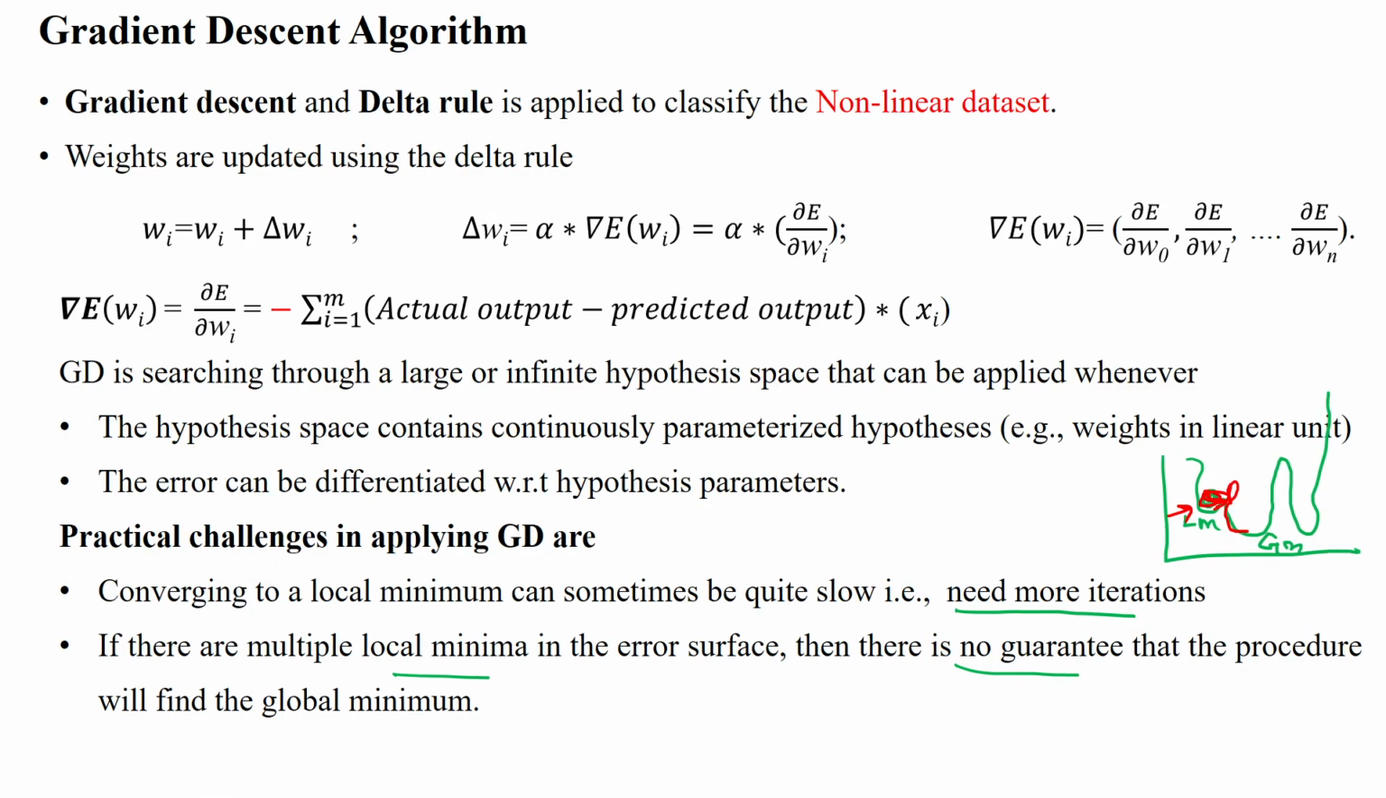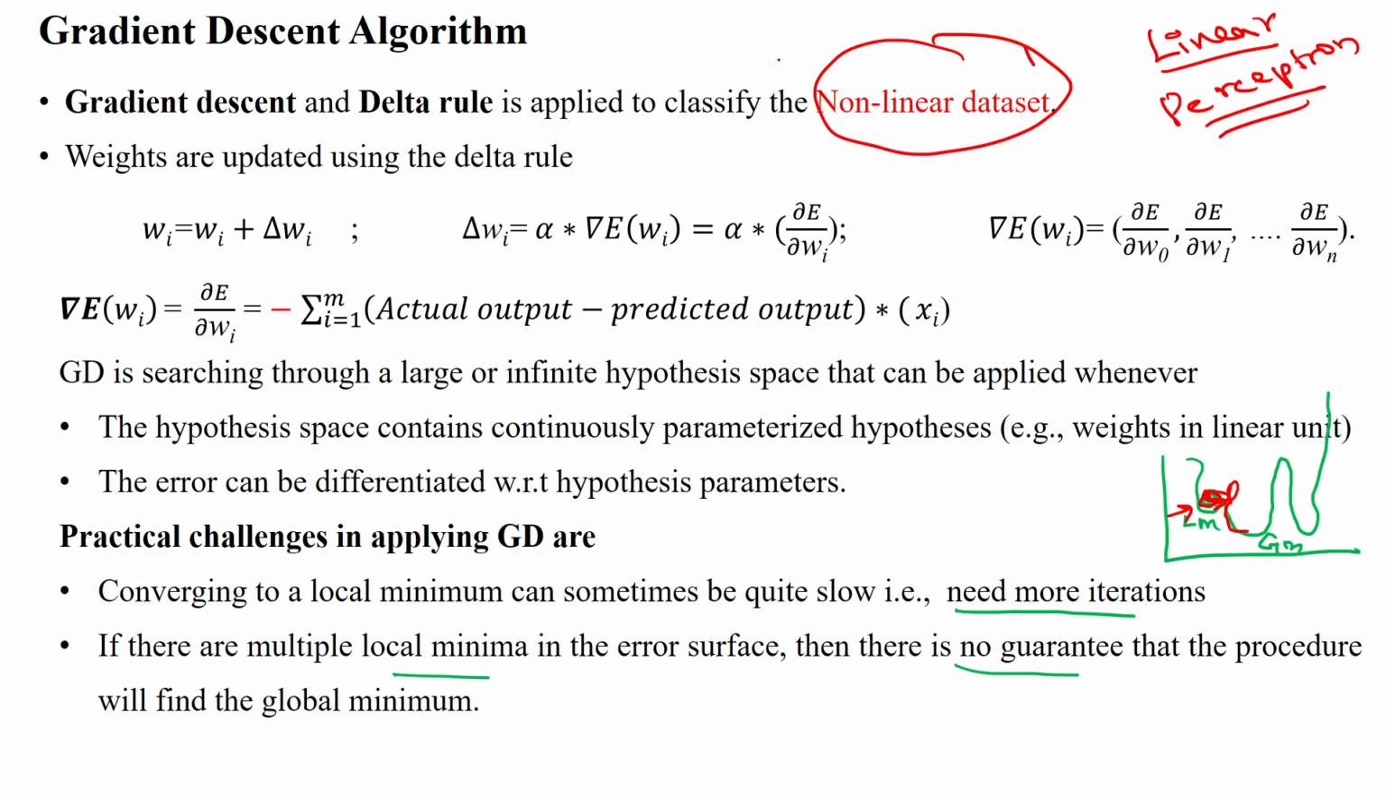Whenever we have a nonlinear data set, we have to use delta rule learning. But if you have a linear data set, you can go with the perceptron with a thresholded activation function. Here we are not using a threshold; this is an unthresholded linear unit for the nonlinear data set. For the linear data set, a thresholded linear unit will be used. This is the difference between the perceptron learning rule and the delta learning rule.